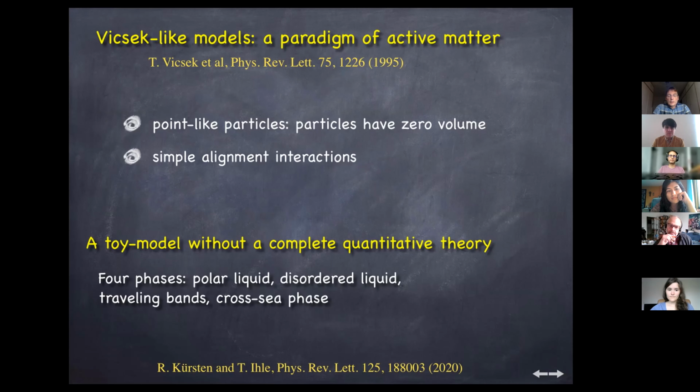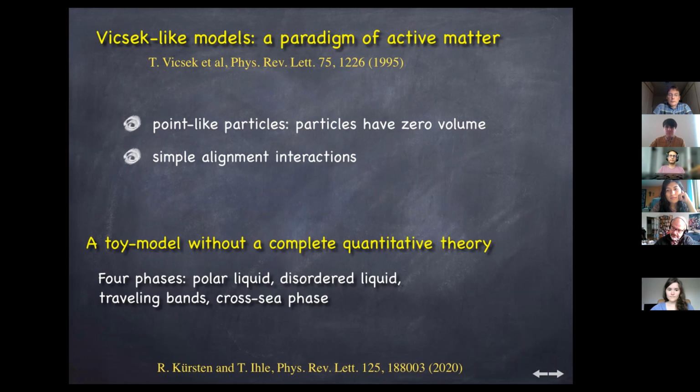Many people see it as a toy model because it's still relatively far from reality, but it still does not have a complete quantitative theory. For instance, last year, my postdoc, Rüdiger Kirsten, discovered a new phase in this model, even though it has been studied extensively since 1995. So he found the cross-sea phase in addition to the polar liquid or Toner-Tu phase, a disordered liquid and traveling bands. But I won't have time to talk much about it.